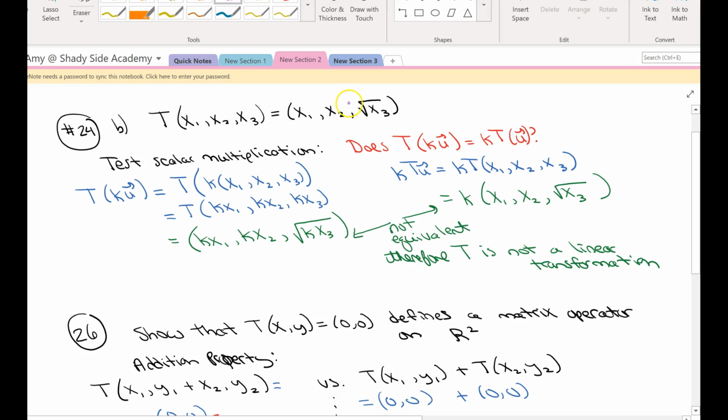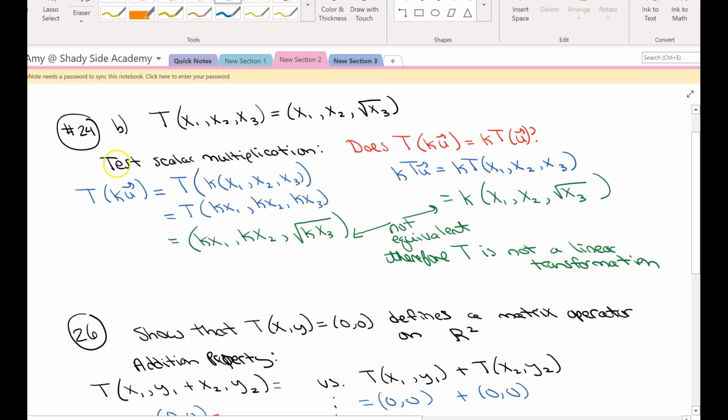I did 24b. I think this question was asking you to show that this transformation right here is not a linear transformation. If it's not a linear transformation, what we have to do is show that it fails one of the two required properties, the scalar multiplication property preservation and the additive property preservation. And when you're proving something is not a linear transformation, all you need to do is disprove one, and the game is over, so to speak.